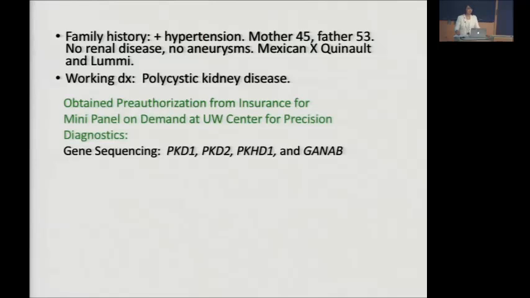So we obtained pre-authorization from her insurance for a mini panel on demand at the Center for Precision Diagnostics and proceeded with sequencing of PKD1, PKD2, PKHD1, and GANAB. So those cause dominant polycystic kidney disease, recessive polycystic kidney disease, and a polycystic kidney and liver disease. And the results were negative.